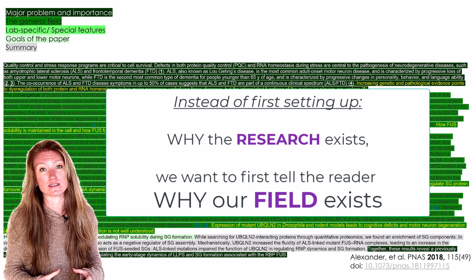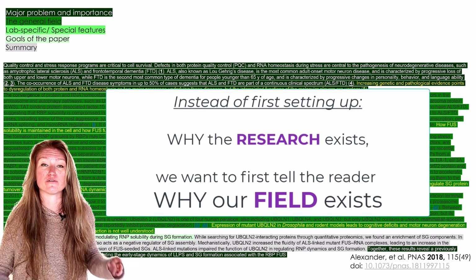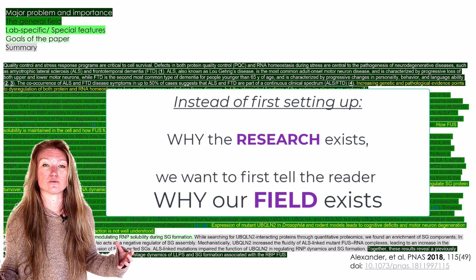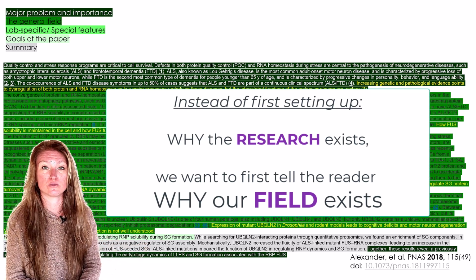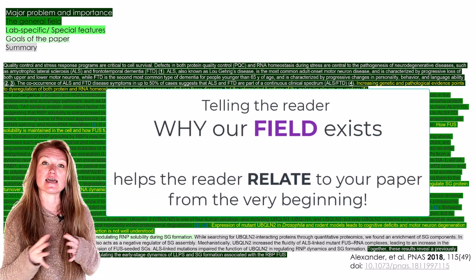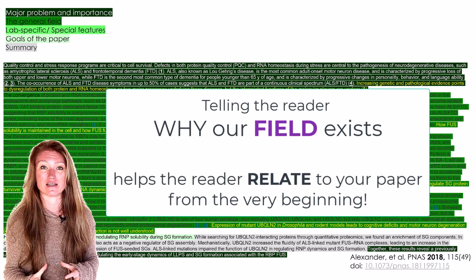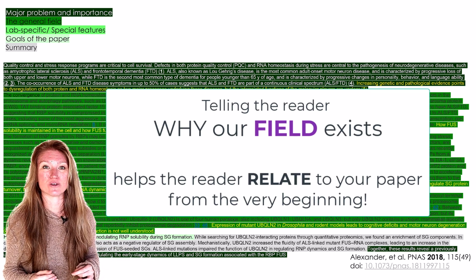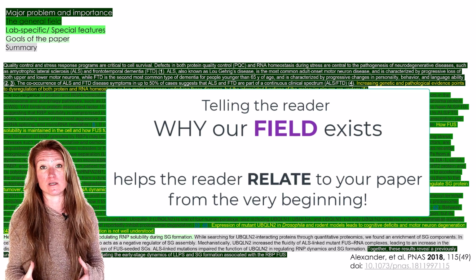The first thing we want to set up is why our entire field of research exists. So before we get into the details of our specific project, we want to convey to the reader why our whole entire field exists. Why is it worth doing research on our specific field? If we're able to do this, we're going to fix this problem of relating to the reader at the beginning. We're going to fix that problem of assuming that the reader is going to have the same assumptions that we do about what's important, what needs to be studied, and what we need to work on.